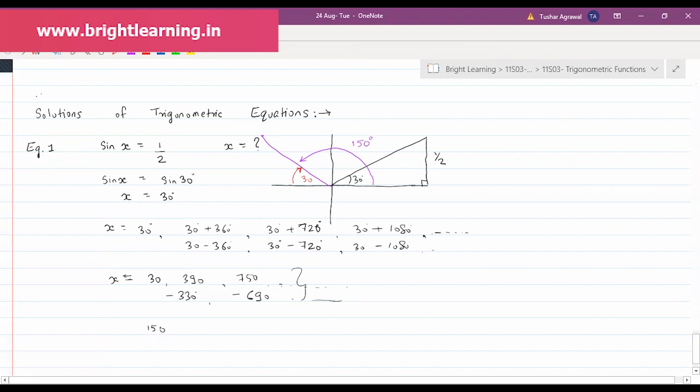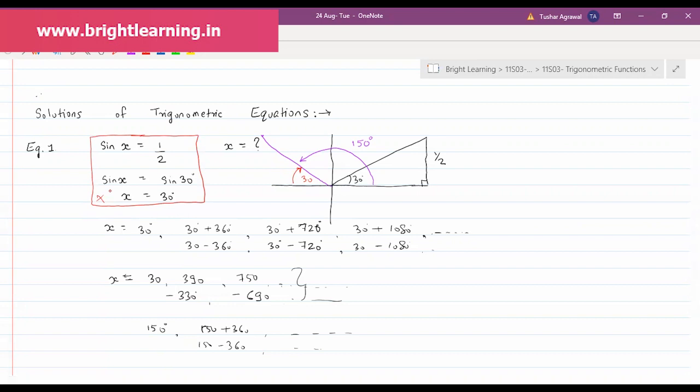Do you realize x can also be 150 plus 360, 150 minus 360, 150 plus 720, 150 minus 720, and so on? Infinite values are there. So now this process that we used to do in school: sin x equal to half, sin x equal to sin 30, so x equal to 30. This is partially correct, not 100% correct. Now we want to find all values of x that will give sin x equals to half.